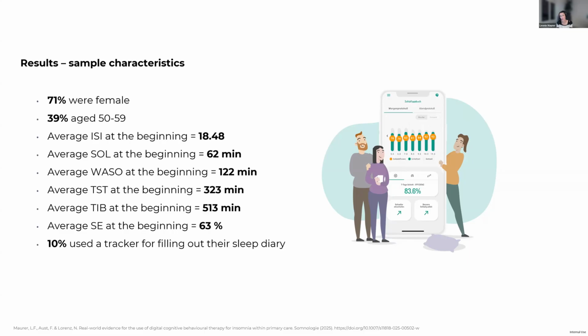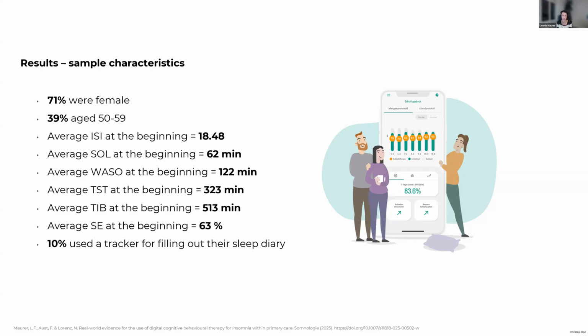This is one thing that I was very intrigued by when I saw it, because it's a lot higher than what we see in our typical RCT trials. Also, the average total sleep time at the beginning was 323 minutes, so on average just about 6 hours, which was also quite a lot lower than what we see in RCT trial data. The average time in bed at the beginning was 530 minutes. So you can directly see there's a super big mismatch between the total sleep time and the time those patients spent in bed, about a 2-hour mismatch. And the average sleep efficiency at the beginning was 63%.